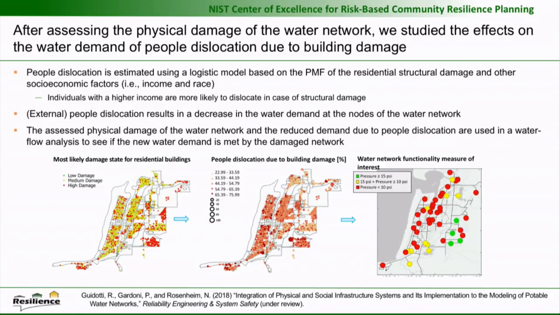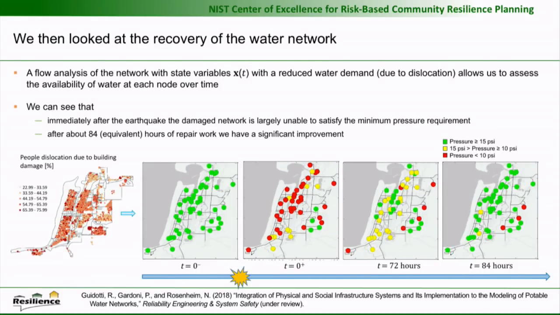The assessed physical damage of the water network and the reduced demand due to people dislocation are used in a water flow analysis to see if the new water demand is met by the damaged network. We then looked at the recovery of the water network. A flow analysis of the network with a state variable x and a reduced water demand due to population dislocation allows us to assess the availability of water at each node over time. We can see that immediately after the earthquake, the damaged network is largely unable to satisfy the minimum pressure requirement.